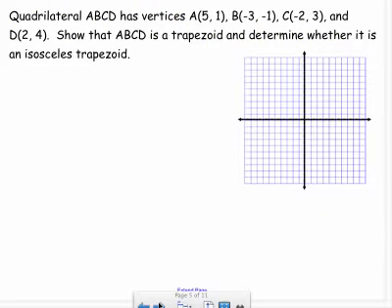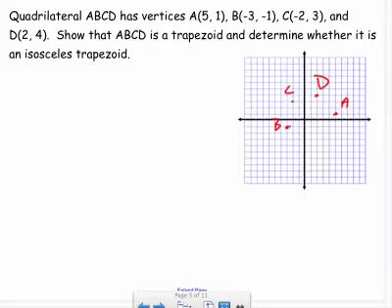We can also put them on a graph and determine if the quadrilateral is a trapezoid, and also see if it's isosceles. We're going to use the theorems that we just learned. So let me go ahead and graph this. A is at (5, 1), so 2, 4, 5, up 1. There's A. B is at (-3, -1). C is at (-2, 3). And D is at (2, 4).